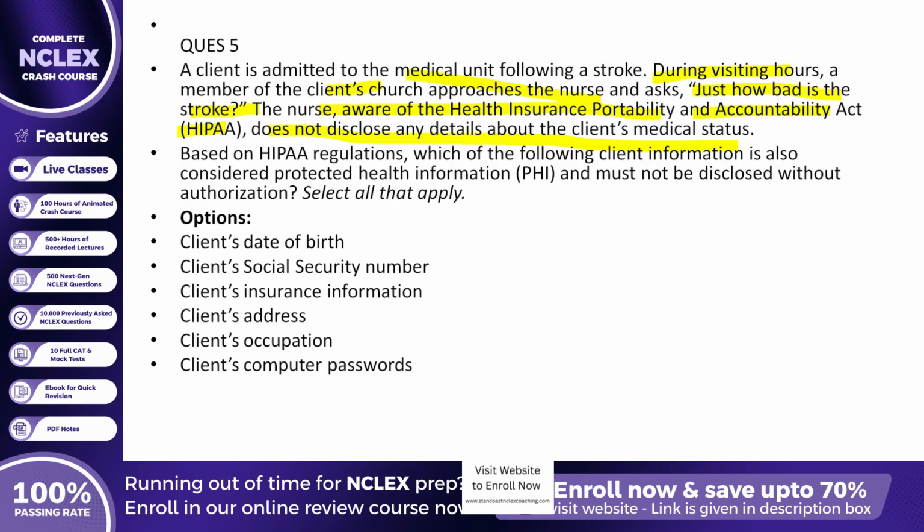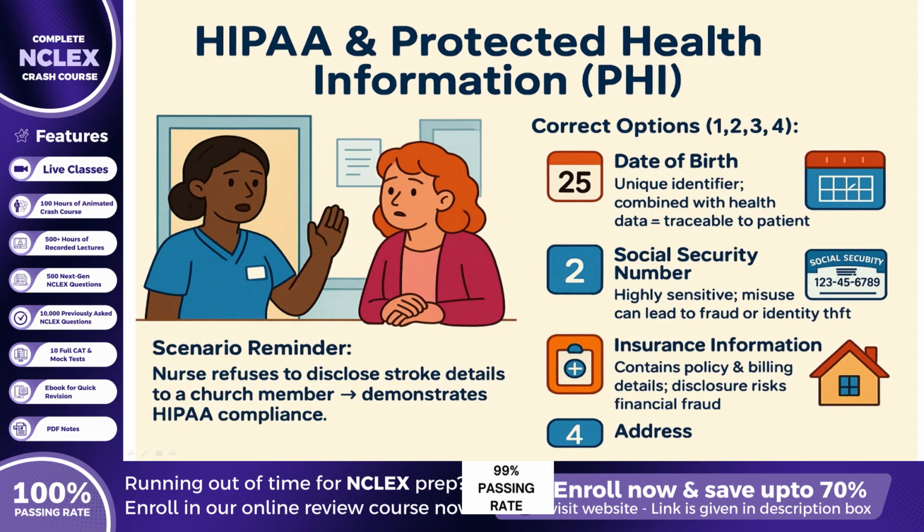The correct answers are options 1, 2, 3, and 4. The client's date of birth, social security number, insurance information, and address. Now, let us break down the reasoning in detail. Starting with option 1, the client's date of birth. This is correct because birth dates are considered PHI. They serve as unique identifiers that, when combined with medical information, can easily trace back to a patient's identity. For instance, linking a date of birth with a specific diagnosis could reveal exactly who the information belongs to.